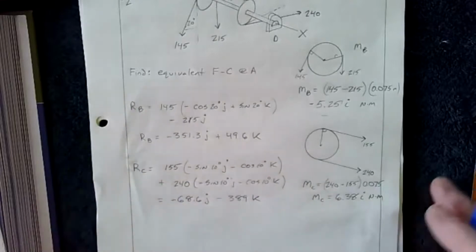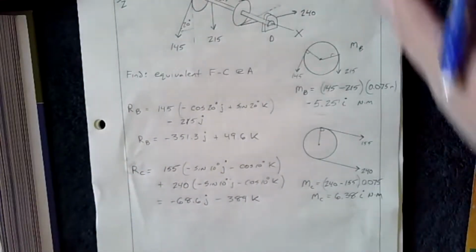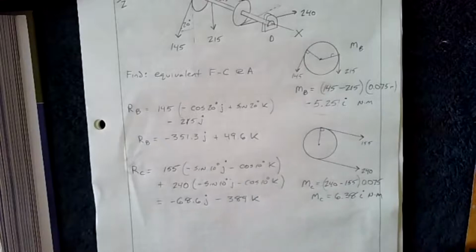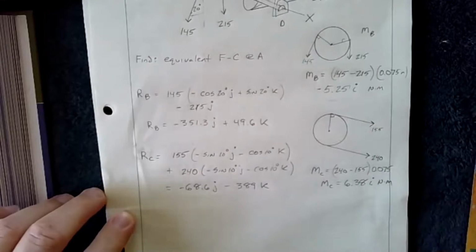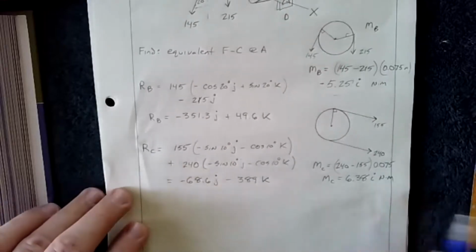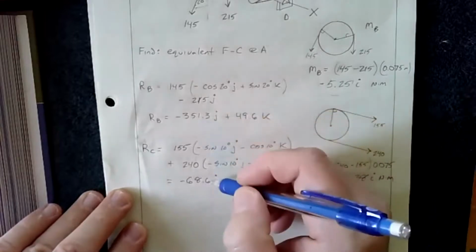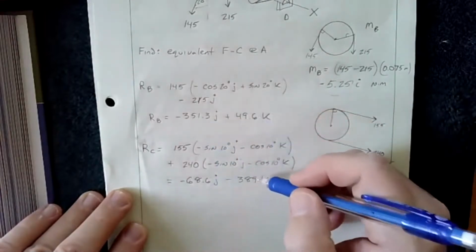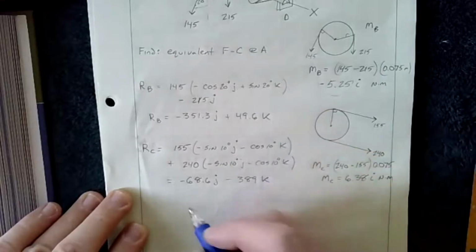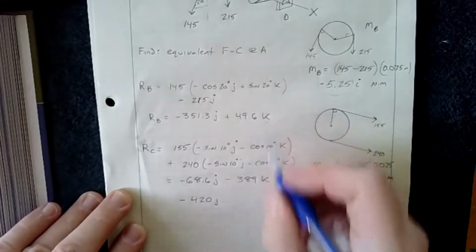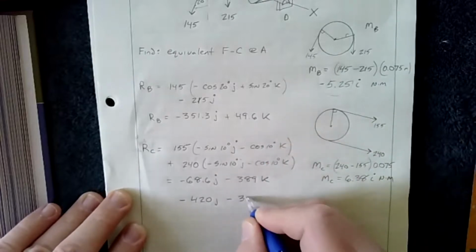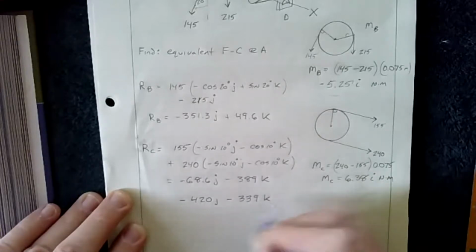The next thing we need to do is add those together, because we want our total force. If we add this to this and this to this, we should end up with negative 420 j and negative 339 k.